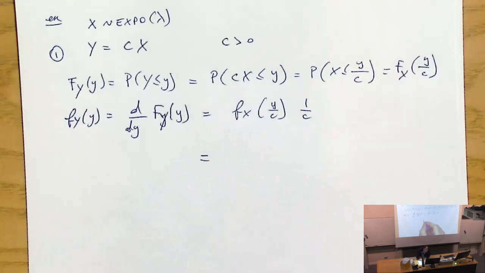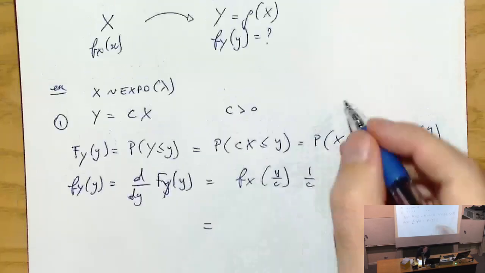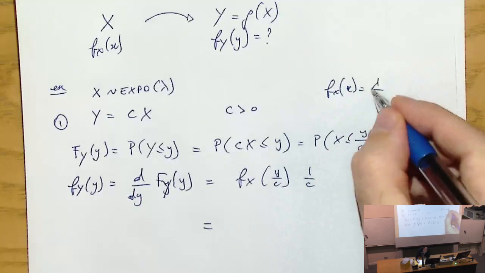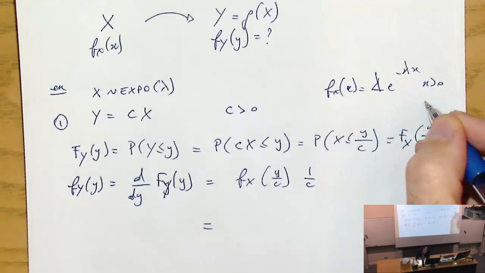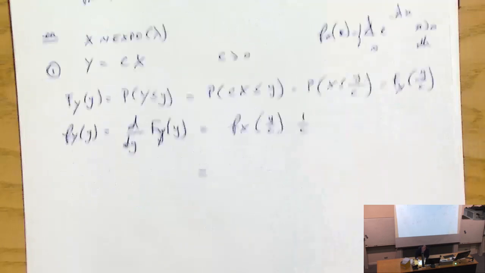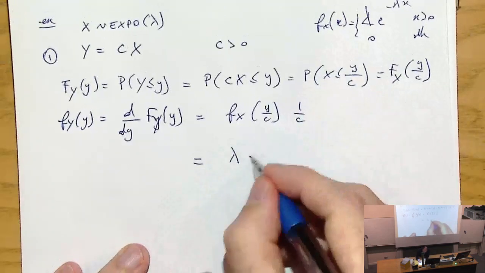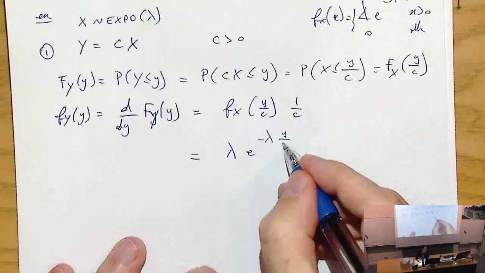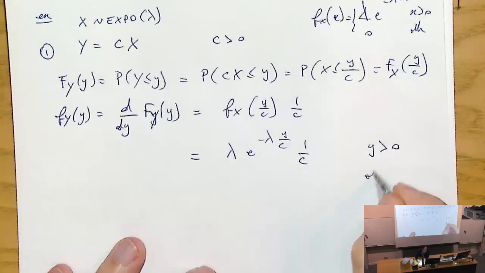Right, so what we have here is, when you replace this by the PDF of x, which is lambda multiplied by e to the minus lambda x, for x positive and otherwise is 0, what do we get here? We get lambda multiplied by e to the minus lambda x. Now the argument is y over c, so I have y over c multiplied by 1 over c, and this is when y is positive and otherwise is 0.